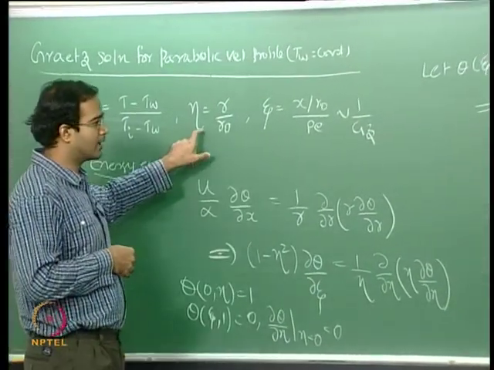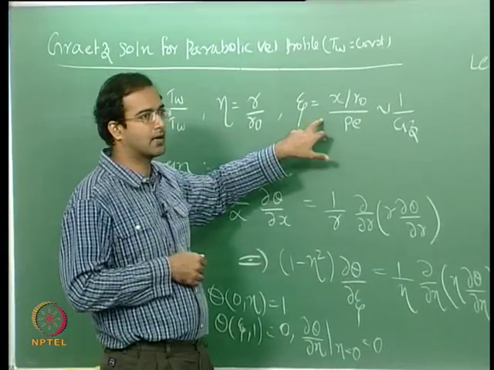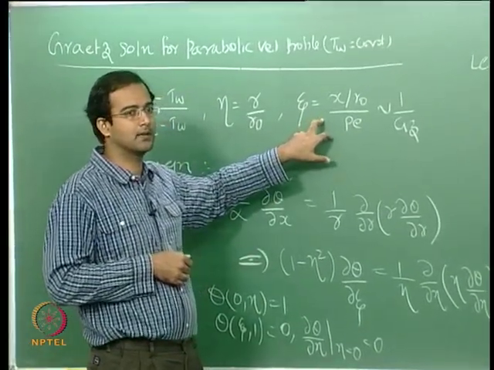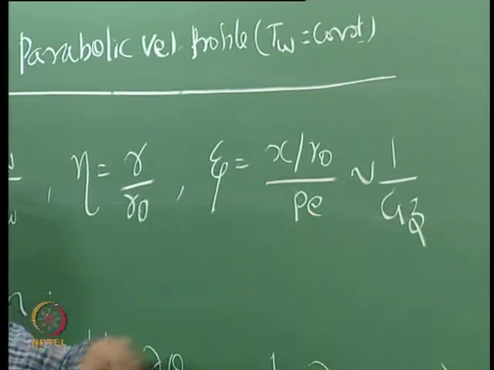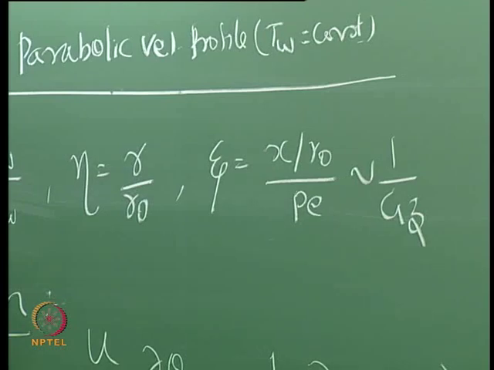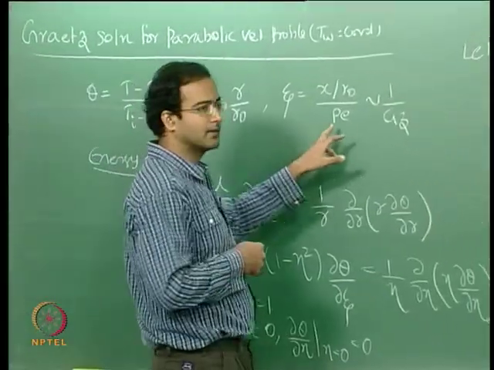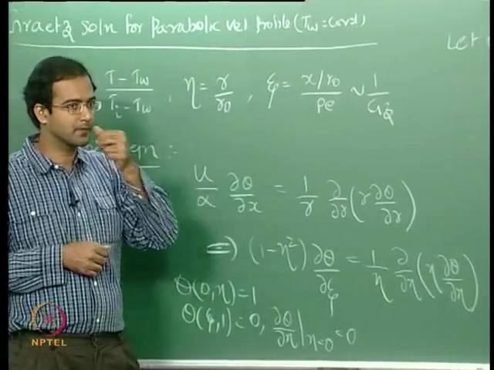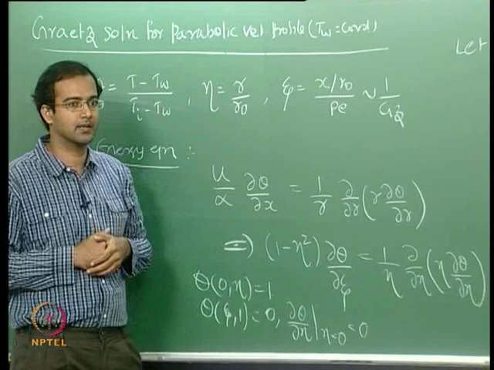And this is the non-dimensional radial coordinate, and your non-dimensional axial coordinate can be defined in this manner, which is somewhat similar to an inverse of the Graetz number. Your Graetz number, 1 by Graetz number, is actually x by d by Peclet number. So this is somewhat similar, exactly. Now we are not using x by d here but x by r naught.